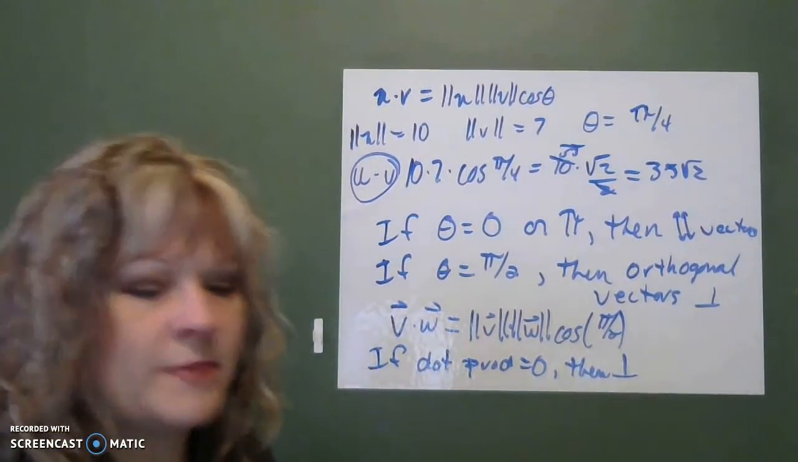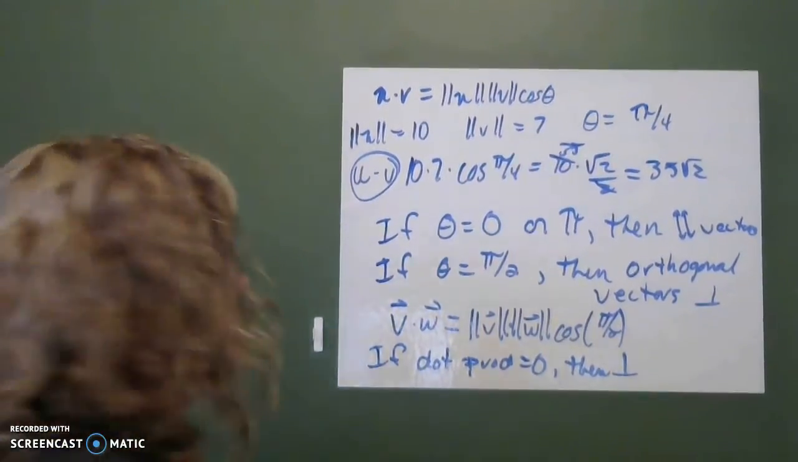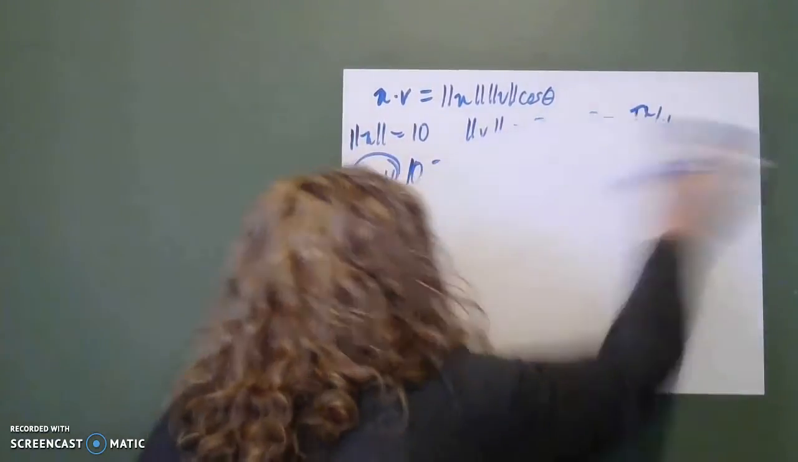Okay, so that's a note. I'm not going to take the time to write it up here, but you should write that down. Those standard unit vectors of I, J, K, the dot product of those is 0.